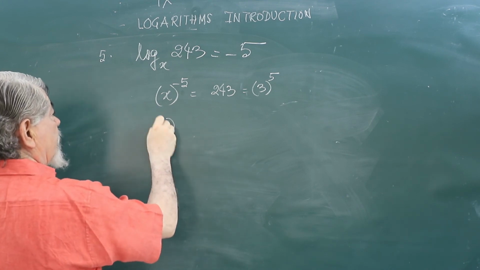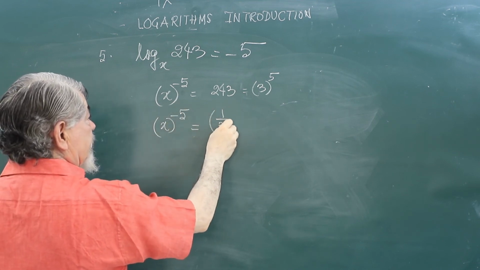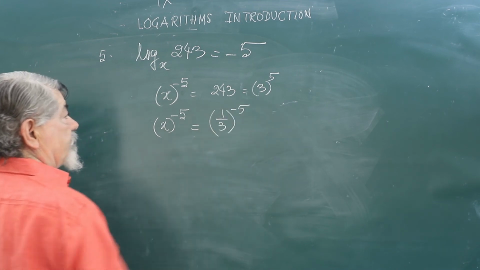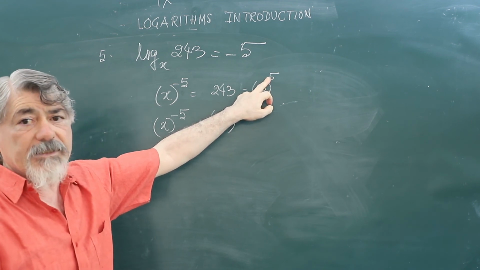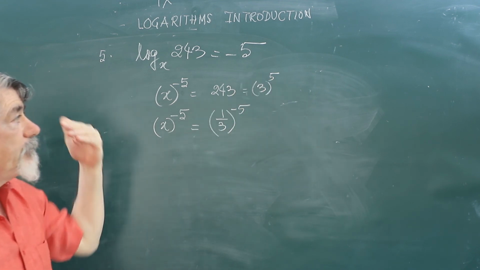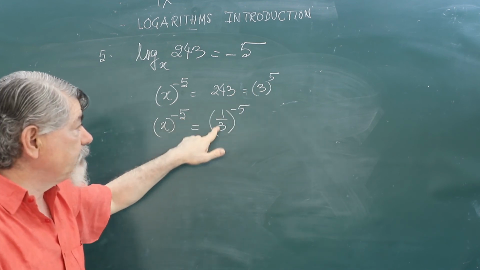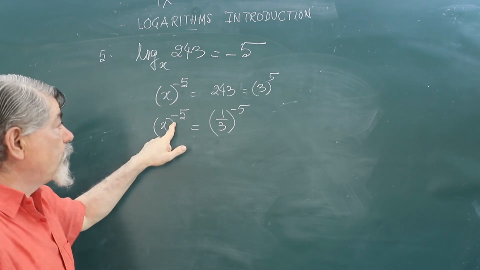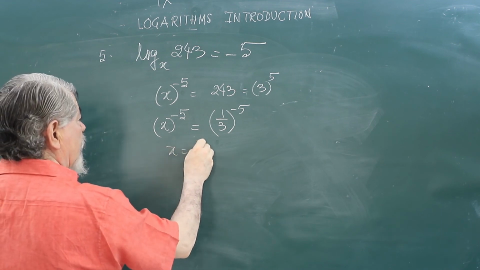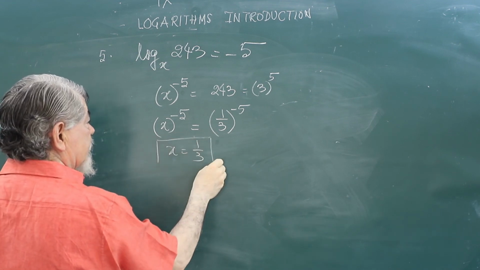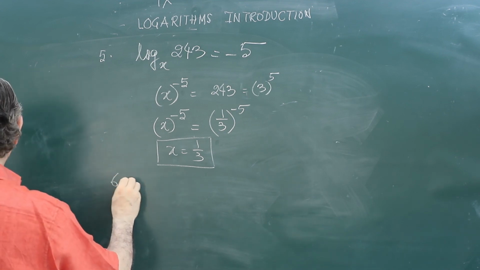So x to the power minus 5, and I can write 1 upon 3 to the power minus 5. If I want to change the sign of the index from plus to minus, I must bring the numerator to the denominator. That is 3 comes down to 1 upon 3. So both the powers become the same. So that will imply x is equal to 1 upon 3. You get the value x is 1 upon 3. Now let's see question number 6.